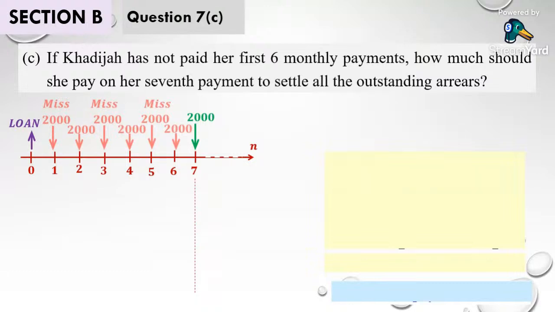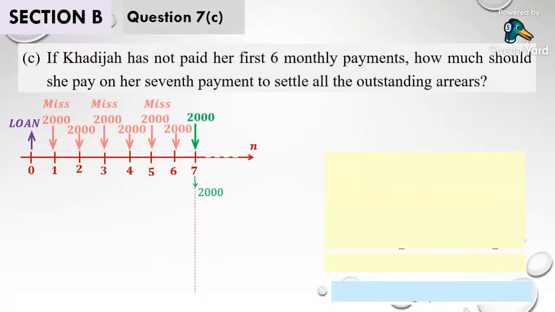If you think of just 2,000, so 7 multiplied by 2,000 will be the answer, that is totally wrong, because once you miss out any payment, you will get a penalty. Kamu akan didenda. The penalty is actually the interest being charged on each of the monthly payments, the monthly installment.